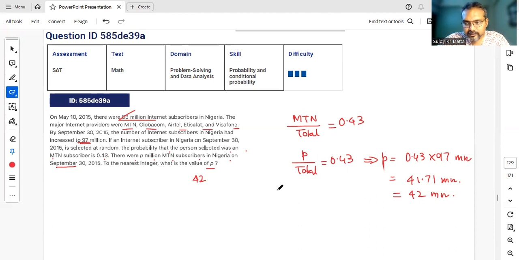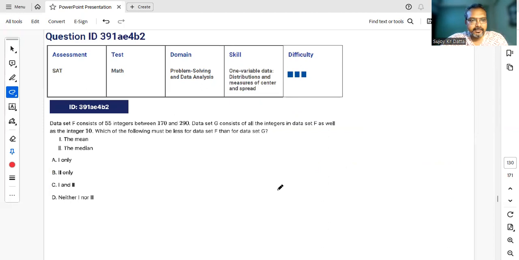All right, let's go to the next question. Dataset F consists of 55 integers and G consists of all the integers of F as well as 10. So you have 170 onwards till 290, whatever the numbers are, 55 numbers out of these, while the other set has this extra number 10. All these numbers are much higher than 10. As soon as you introduce a new number 10, it will drag the mean down. So G, which has the 10, will have a lower mean. Which of the following must be less for F than for G?